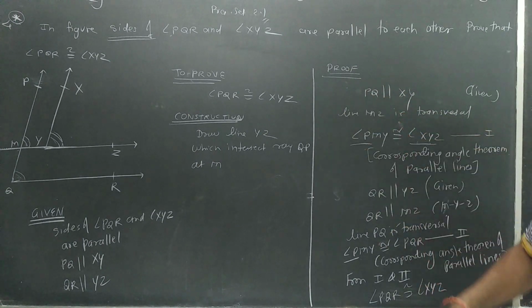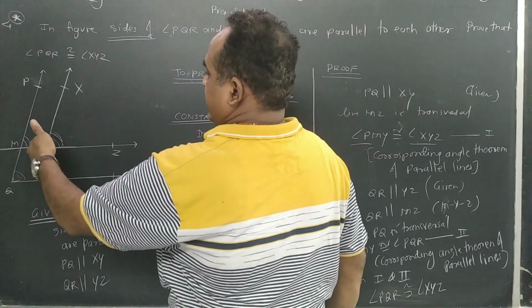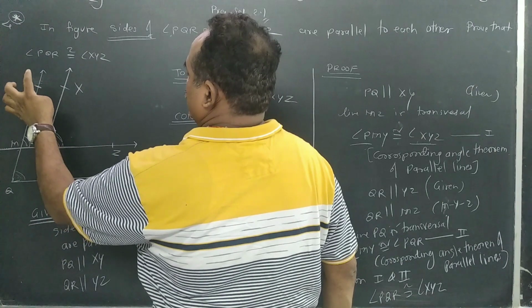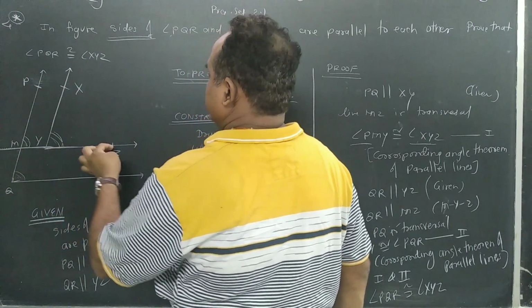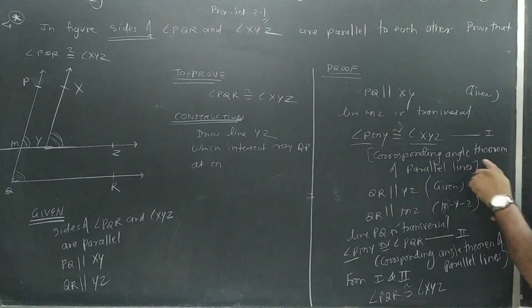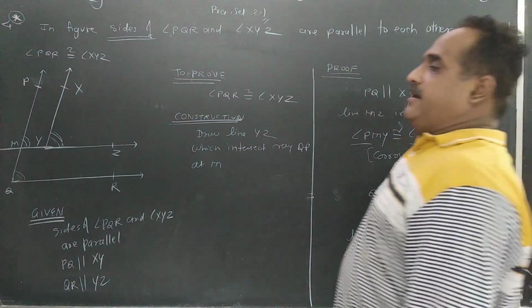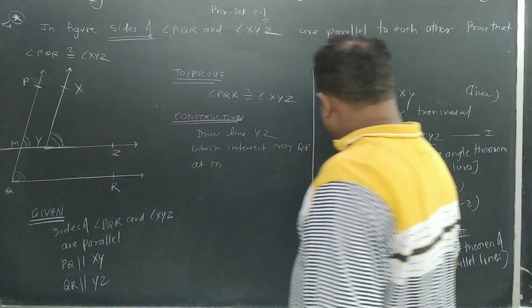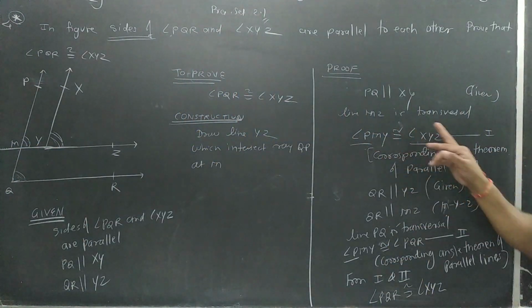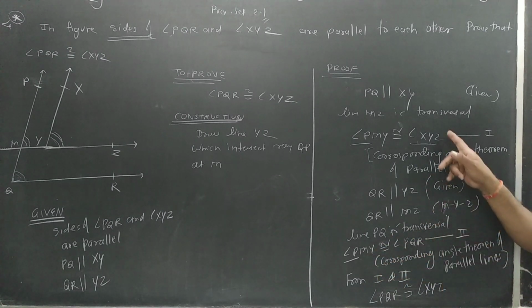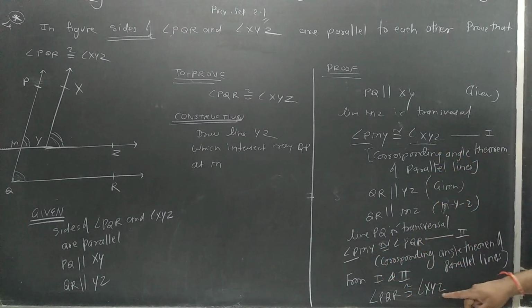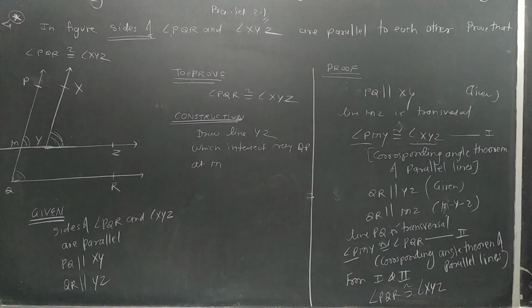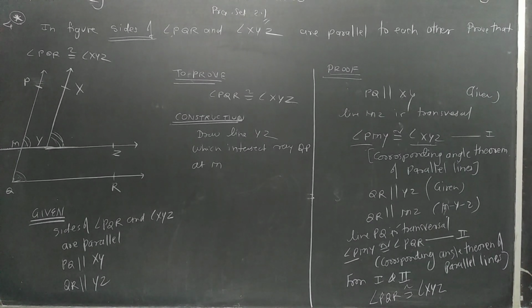Proof. What is the proof? PQ is parallel to XY. This is a transversal, so angle PMY is congruent to XYZ. Reason? Corresponding angle theorem of parallel lines. Then this PMY is congruent to PQR because these two are again corresponding angles. So PMY is congruent to XYZ, PMY is congruent to PQR, which means PQR is congruent to XYZ from 1 and 2. This is more than enough to prove it. You get full marks. Thank you students. Cover it properly by pausing this video.